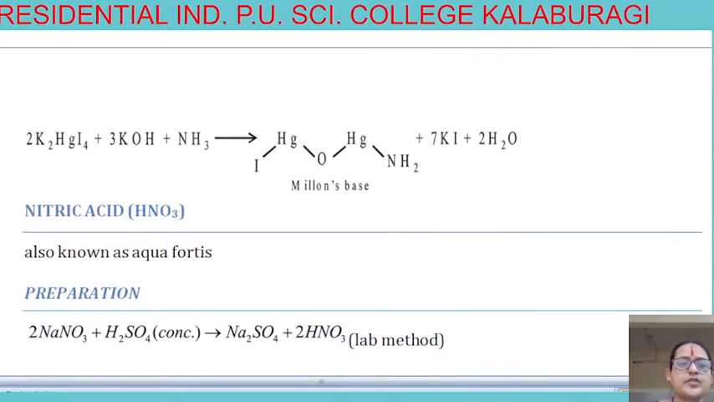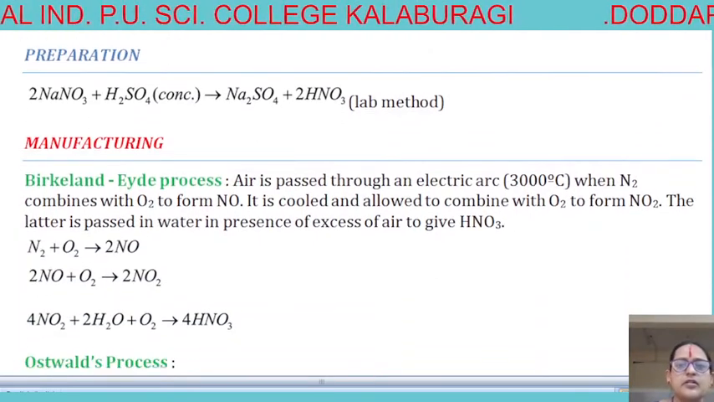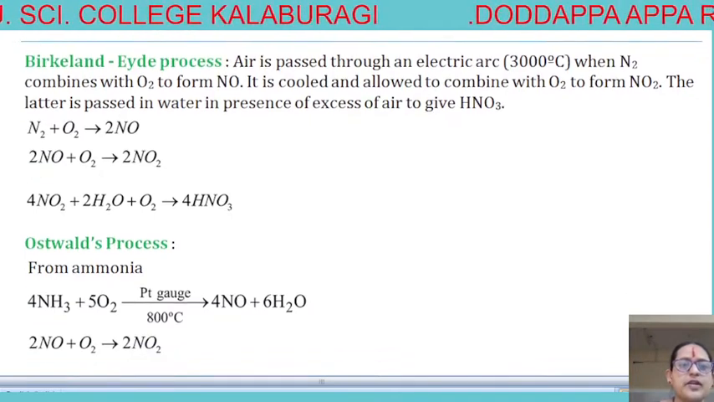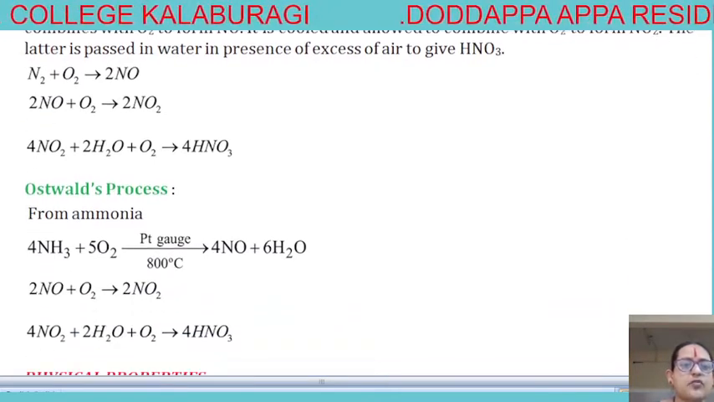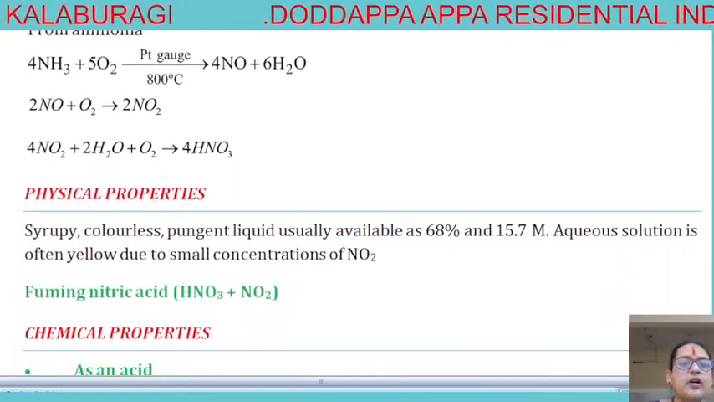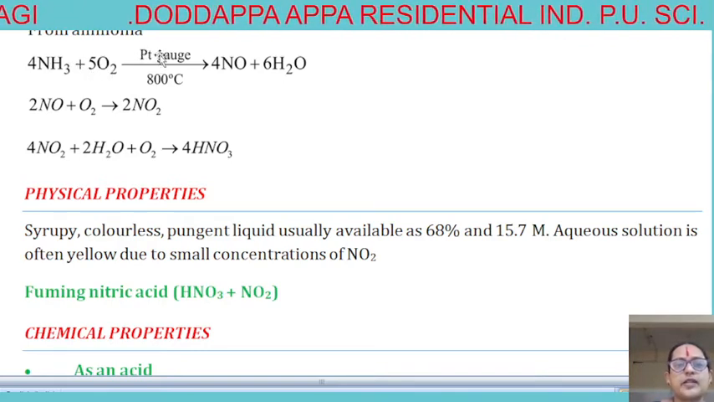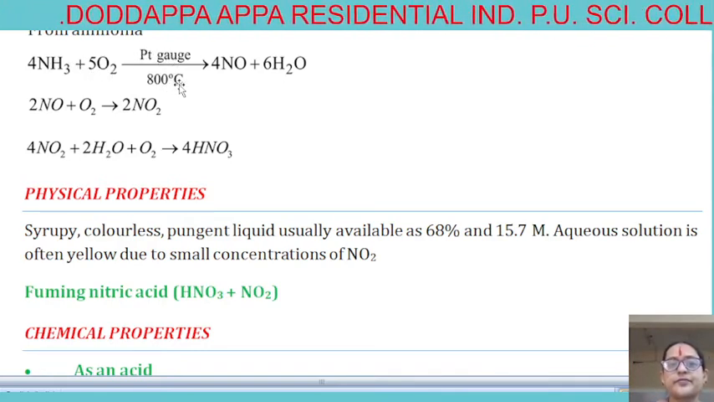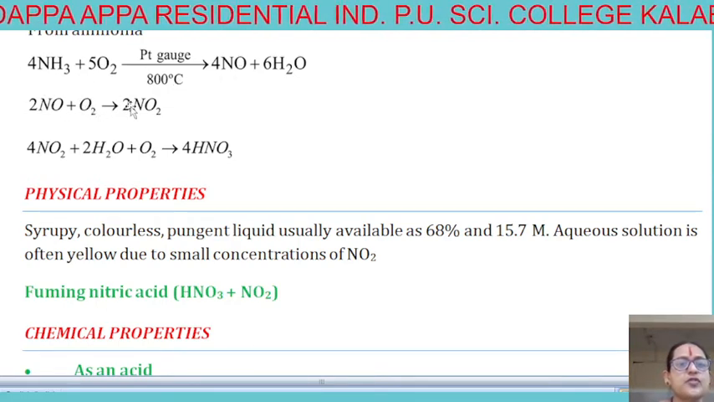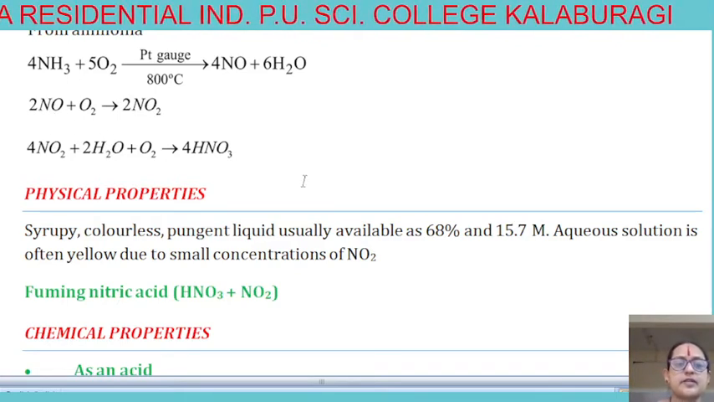Next compound we have to study is nitric acid, also called aqua fortis. Here is its preparation: from nitrogen and oxygen, by nitric oxide and oxygen, by nitrogen dioxide, water and oxygen. One more method is the Ostwald process. Here it is carried out in 3 steps: ammonia with oxygen in the presence of a platinum catalyst at 800 degrees centigrade is heated to form nitric oxide. This nitric oxide is treated with oxygen to form nitrogen dioxide. This nitrogen dioxide is treated with water and oxygen to form nitric acid.